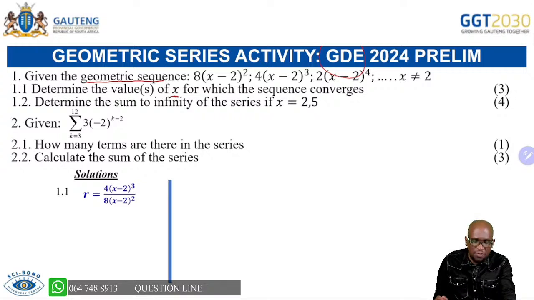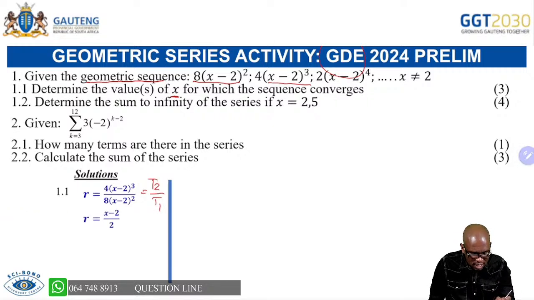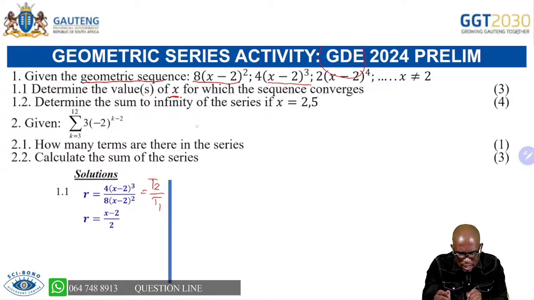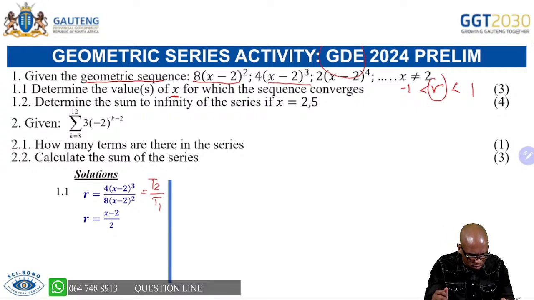Now, if you look at that, we first find the constant ratio by dividing T2 by T1. So T2 divided by T1. This gives us the value of r in terms of x. So r is x minus 2 divided by 2. So we've expressed r in terms of x. In doing that, we also know the condition for convergence, that r should be trapped between -1 and 1. But now, because r is given in terms of x, we are going to substitute r in terms of x there.